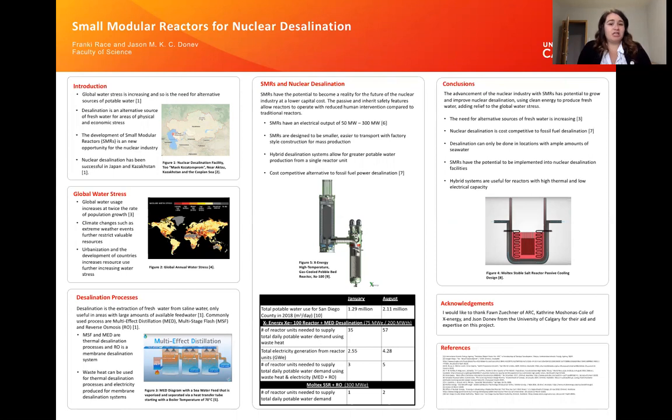As global water usage increases due to population growth, developing countries, and changes in our climate, our global water stress also increases. Global water stress is the amount of available fresh water to the population. Different regions of our world have different water stress levels. As global water stress increases, an alternative source of fresh water is needed. That's where desalination is an excellent option.